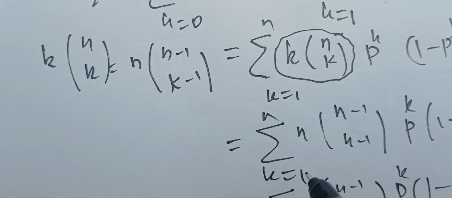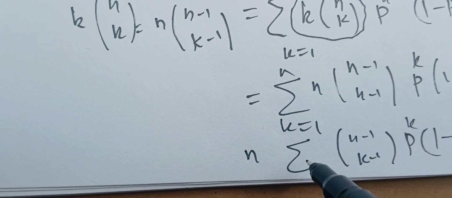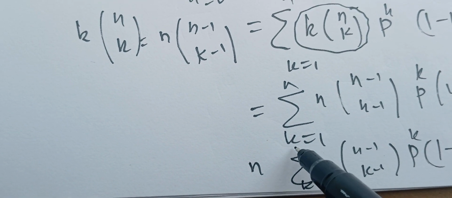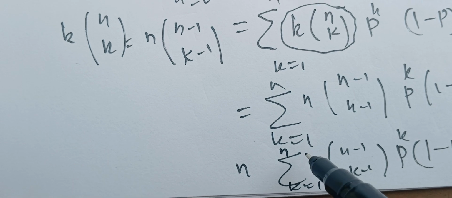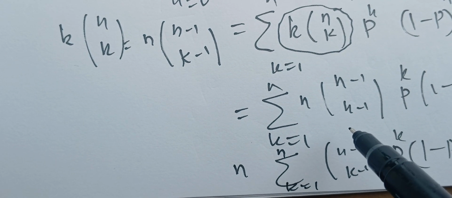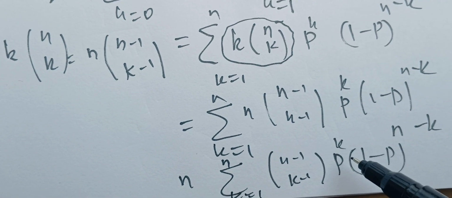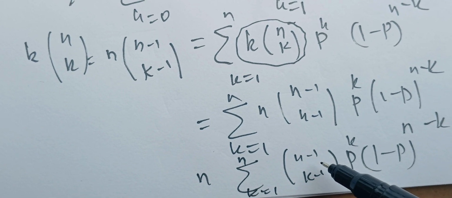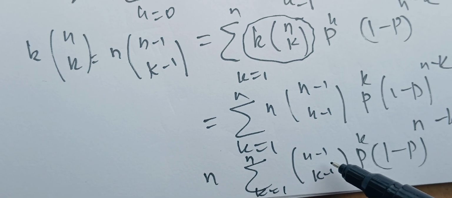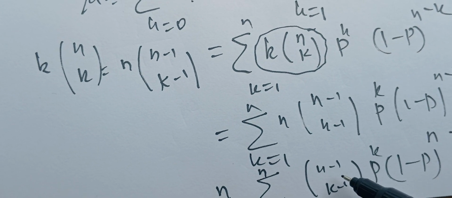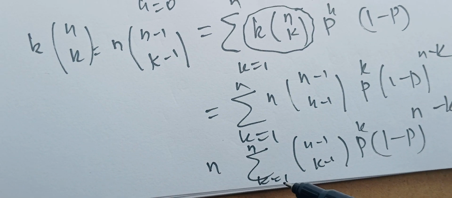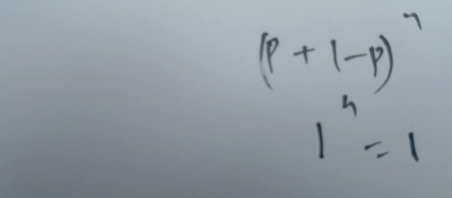Here I need to add one more thing. k is going from 1 to n. I can't change the index here, because I want to make it look like something that's very easy to know. So therefore I'm going to use something else. I'm going to use this expression here.